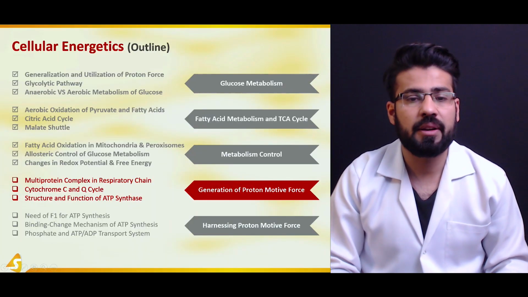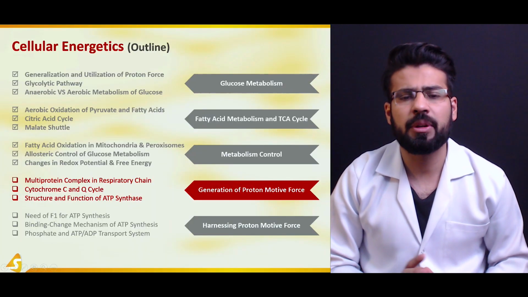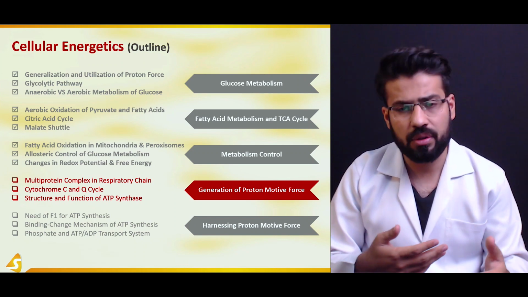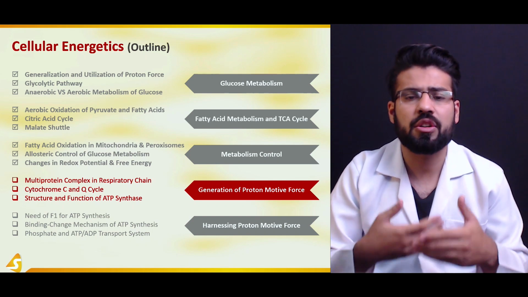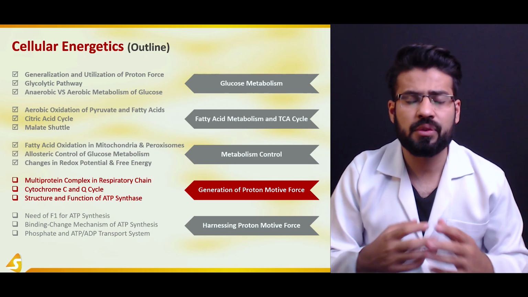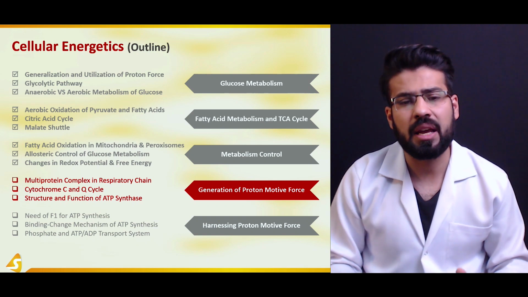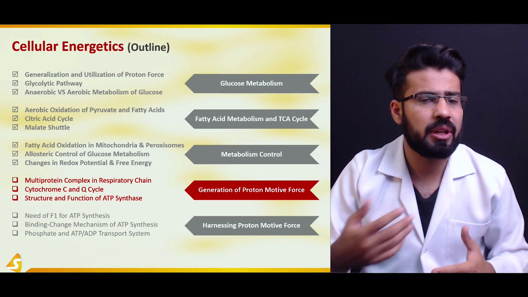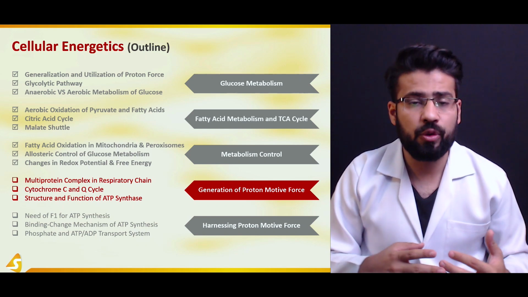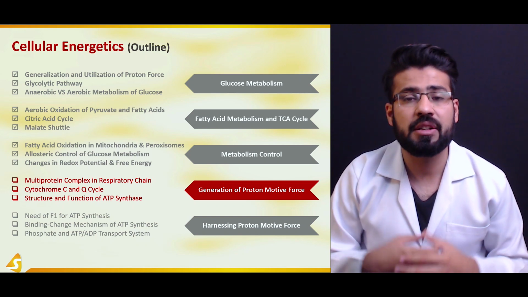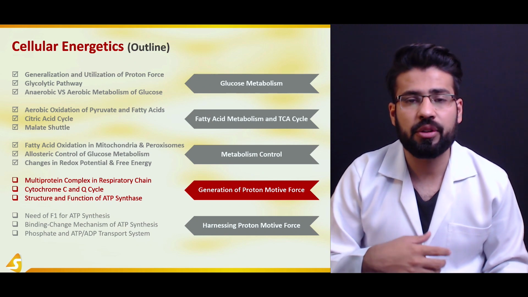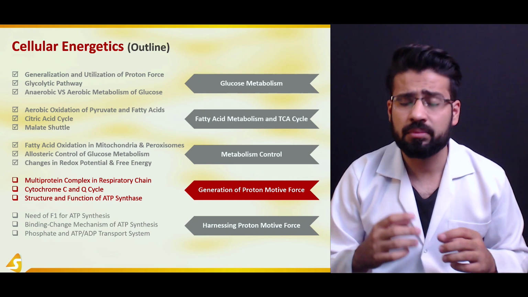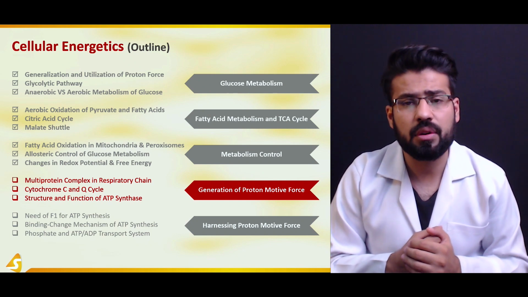So let's get started. We are going to start off with the discussion of the multiprotein complex in the respiratory chain. That is basically a continuation of the previous changes in the redox potential and the free energy. This would give much more insight into the electrons moving from one step to another and how protons are being moved utilizing the energy loss. We are then going to move towards the discussion of the cytochrome C and Q cycle, and then we are going to discuss the structure and function of ATP synthase.